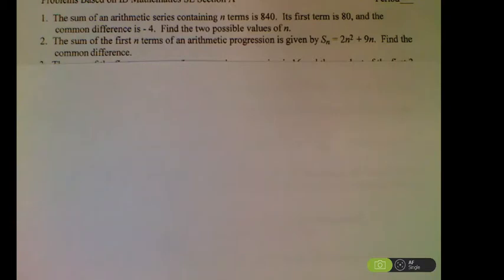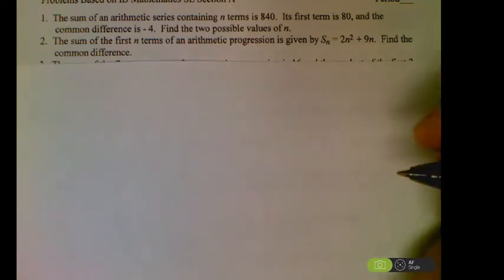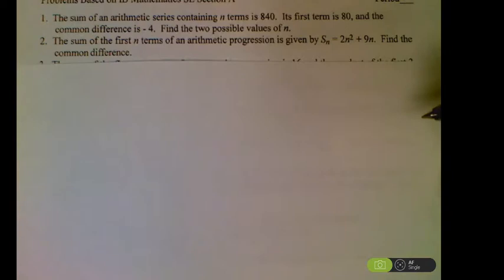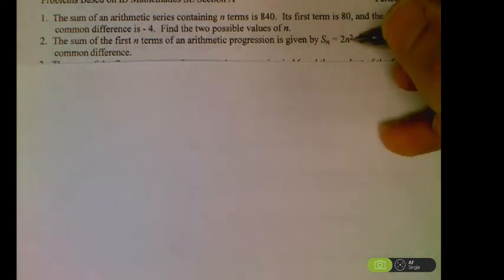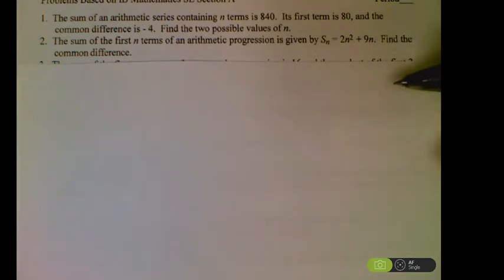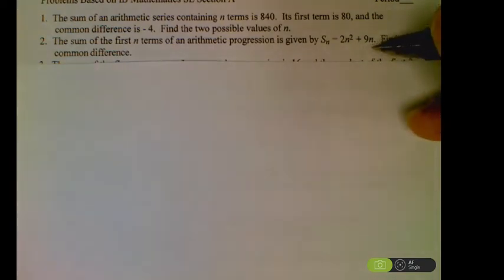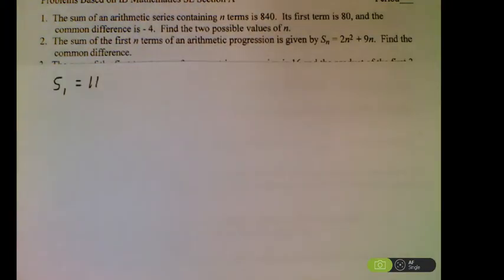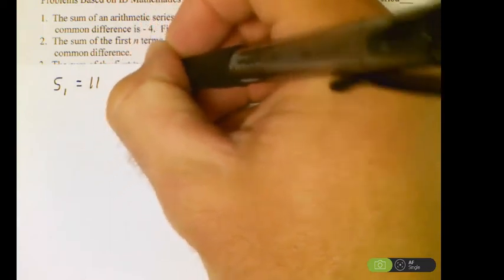So keep in mind, if I were to start plugging in some numbers, right, n represents the term number, so if I were to plug in a 1 for n, so 2 times 1 squared plus 9 times 1 would give us 11. So that tells me the sum of the first term is 11. Well, keep in mind, if I'm adding terms, if the sum of the first term is 11, that means the first term is 11. So we can also safely say that the first term is 11.